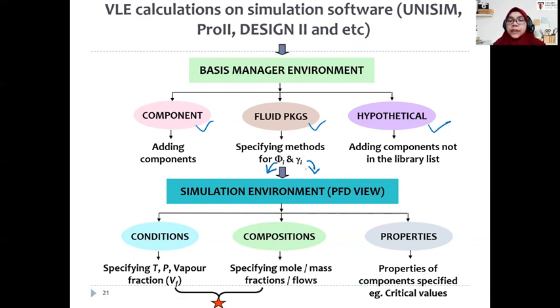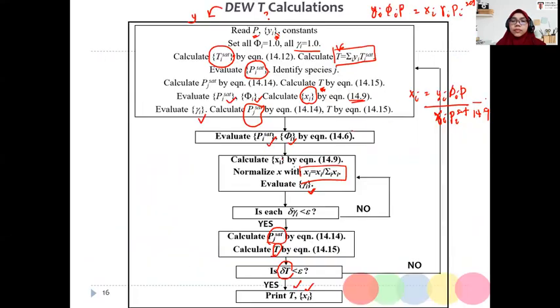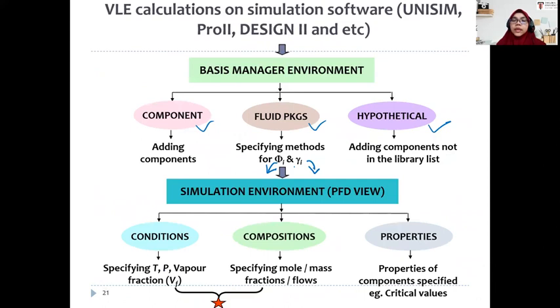And for the fugacity, and for the activity coefficient, it relates to the model of Gibbs, such as the Margules equation and the Van Laar equation. So you may use that equation to obtain the activity coefficient. And for the hypothetical features, that means we added another component that is not listed in the system or in the library list. So we introduce another component and we should insert all the properties such as the eccentric factor, the critical pressure, the critical temperature, and etc.